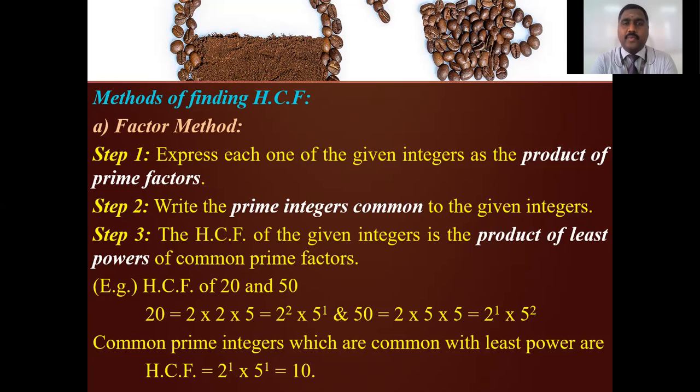Once again I'll repeat: in the factor method, you divide the given numbers by using prime numbers and take all the common prime numbers of all the numbers with the least power. That is called the factor method.